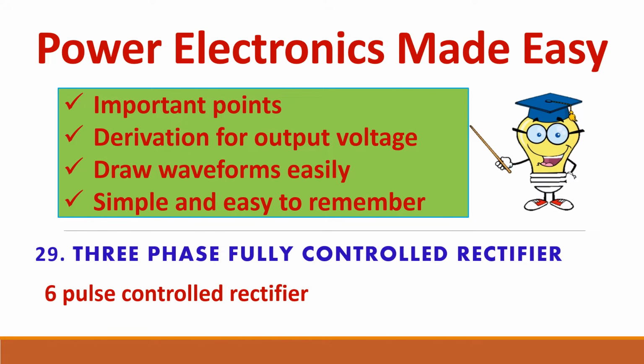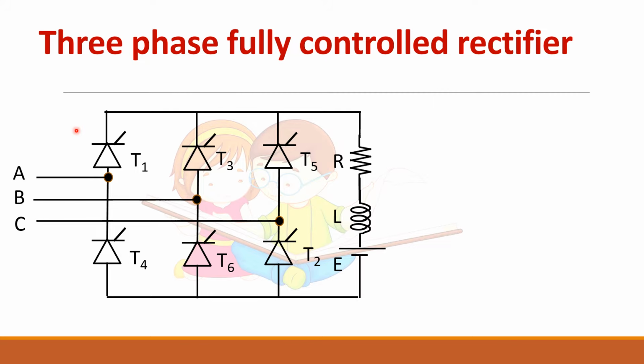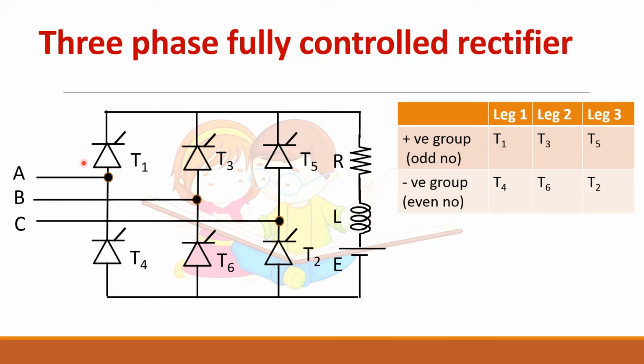Let us see about the three-phase fully controlled rectifier, that is a 6-pulse controlled rectifier. As we have seen already, a fully controlled rectifier consists of only thyristors and it is a three-phase converter. So you have 3 legs and each leg consists of 2 thyristors connected in series. And there is a method to number the thyristors.